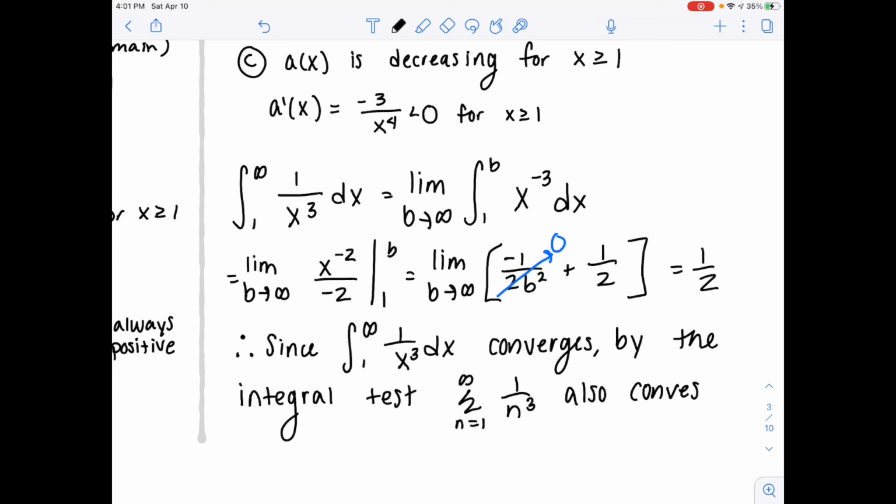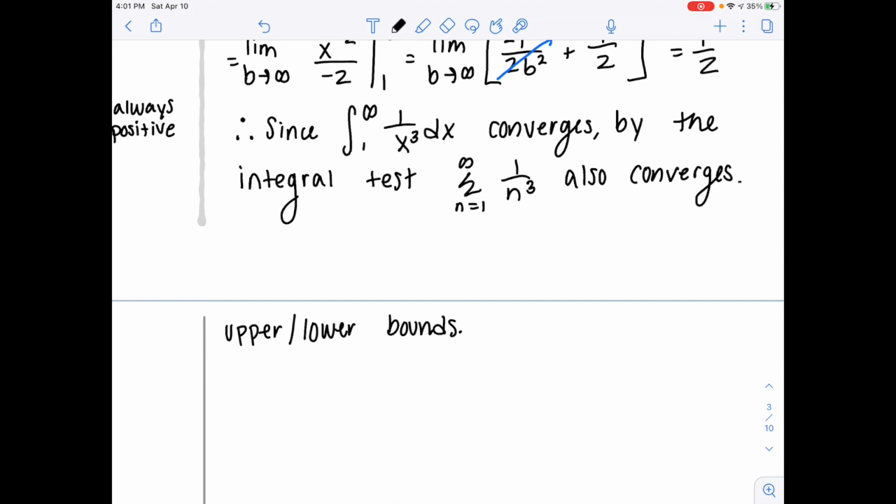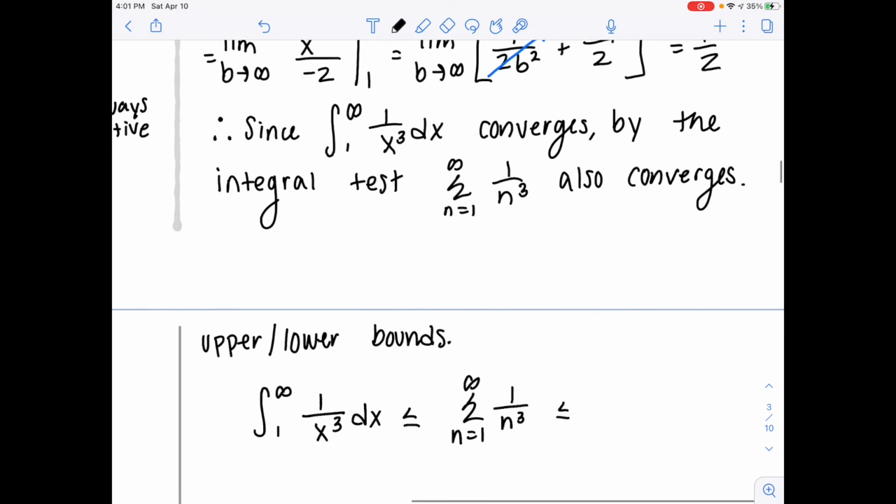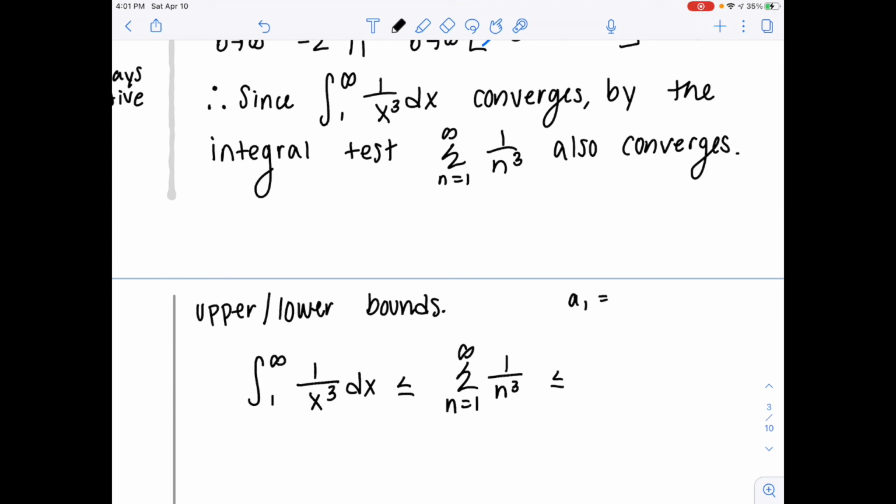Now, since it converges, we can actually find the lower and upper bound for the actual sum. So what does the actual sum of this infinite series have to be between? For our bounds, the lower bound is always the value of the improper definite integral. That's always going to be less than or equal to the actual sum from n equaling 1 to infinity. And that's always going to be less than or equal to the first term, a1, for this series, which is 1 over 1 cubed, which is 1, plus the value of the improper integral.